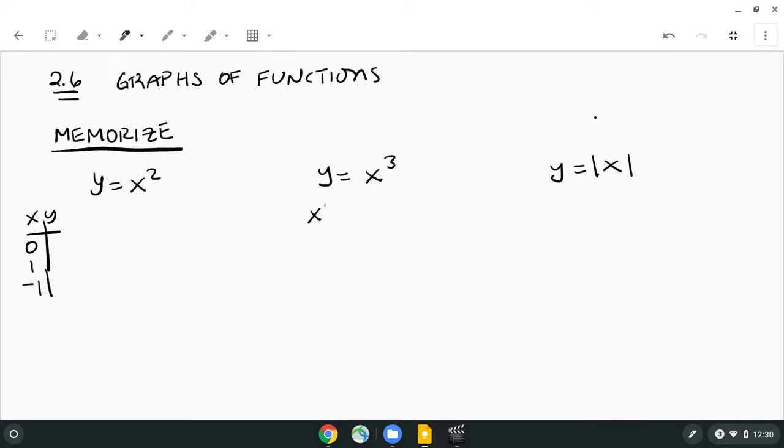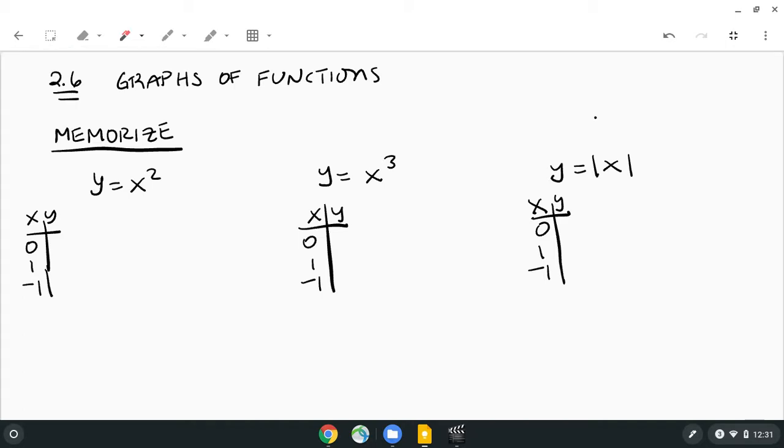Same thing over here. 0, 1, and -1. And same thing over here. If you end up not memorizing these 3 graphs and these 3 points for each of the 3 graphs, they're very easy to derive. You could just write it down and then choose 0, 1, -1, plug it in and see what you get. And you don't even need to do it here by hand. You could probably just come up with those answers in your head.